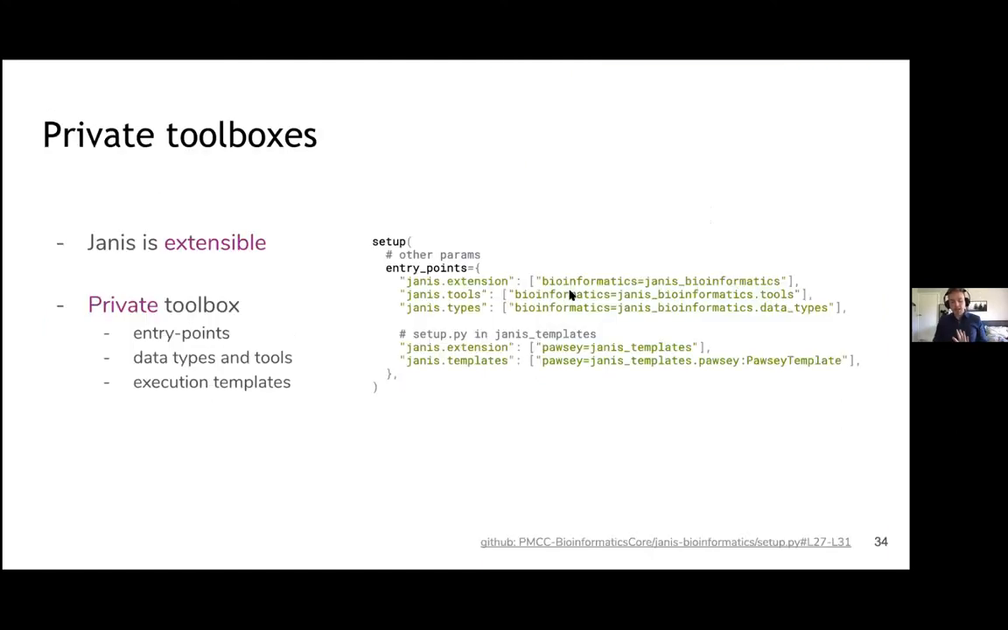So we talked about Janis being extensible, and maybe you have tools that you're not ready to publish yet, but you want to use them in Janis. Well, Janis has support for private toolboxes. So all you need to do is specify a set of entry points in the Python module, and you can create your own execution templates and data types and tools just with these extra entry points.